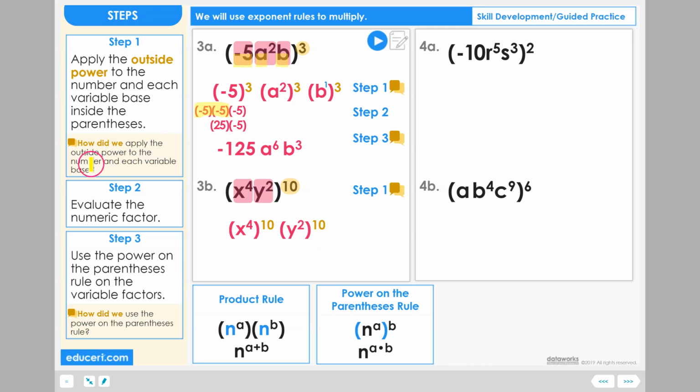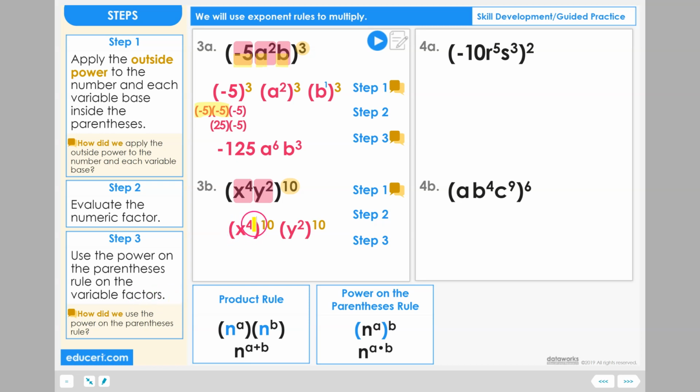How did we apply the outside power to each variable base? We applied the outside power by taking each variable base with its power and writing that in its own parentheses to the 10th power. Step 2. Evaluate the numeric factor. The power of 10 is not being applied to any numeric factor, so we move on to step 3.